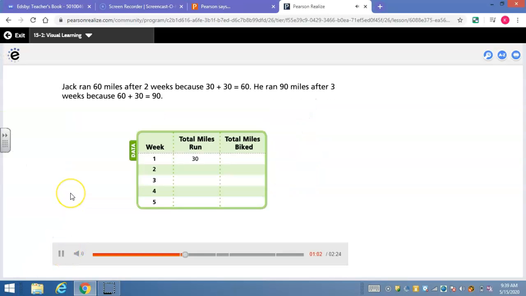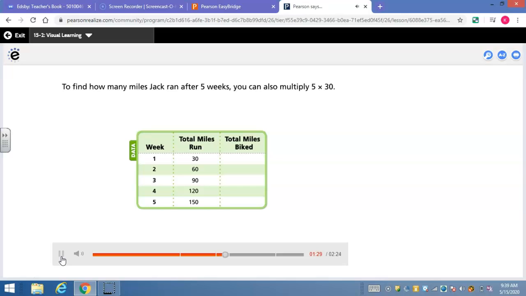Jack ran 60 miles after 2 weeks because 30 plus 30 equals 60. He ran 90 miles after 3 weeks because 60 plus 30 equals 90. What is another way that you can find how many miles Jack ran after 5 weeks, besides adding 90 plus 30 plus 30? To find how many miles Jack ran after 5 weeks, you can also multiply 5 times 30.